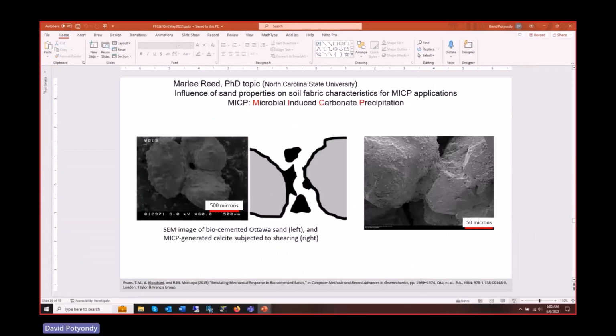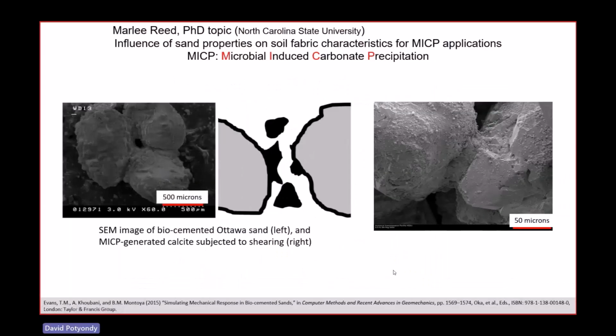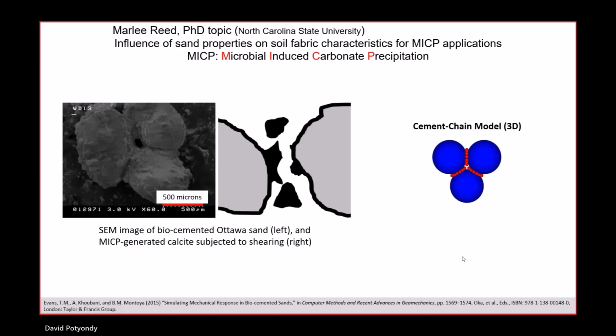Just walk through this again. This is microbial induced carbonate precipitation, where you pump in the magic elixir and it creates cementation, as you see here between the grains. I love these pictures from these SEM scanning electron microscopes, because when you look at a grain of sand, it looks like the surface of the moon. I mean, there's so much detail in there. It's just incredible.